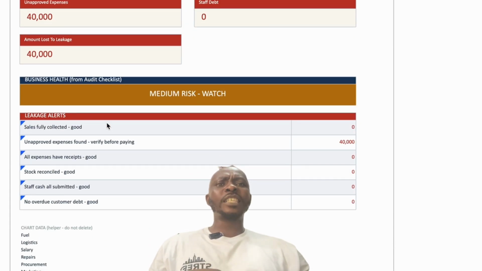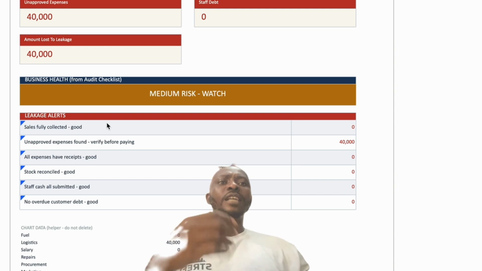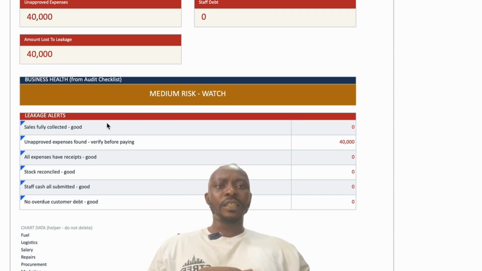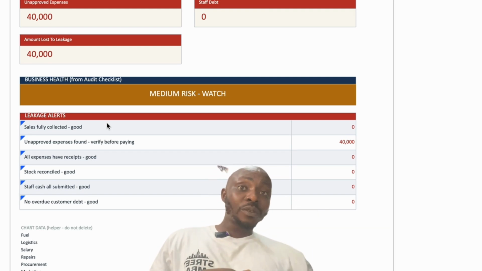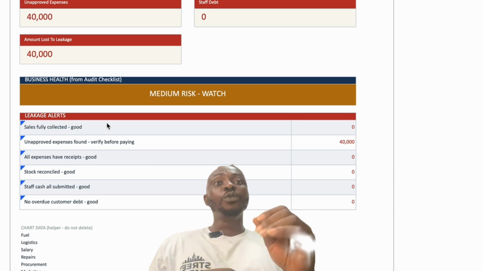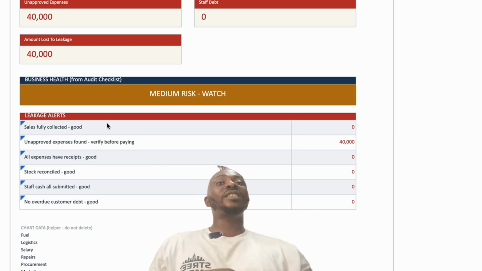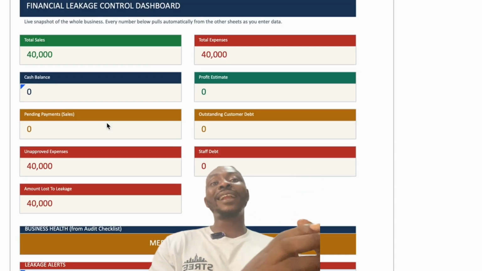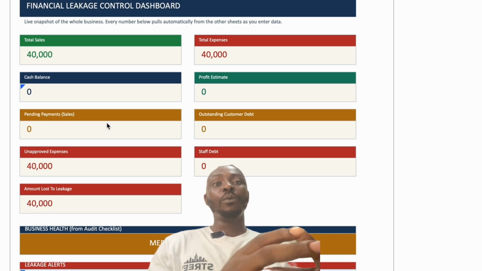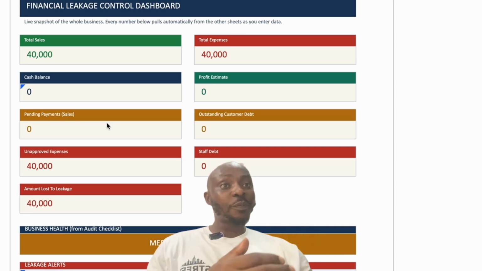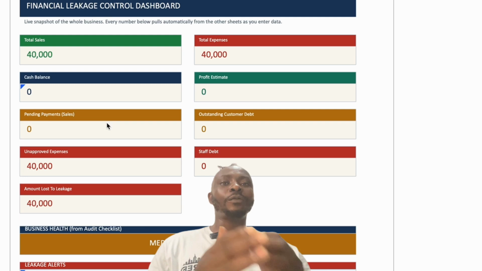If we go back to the dashboard, we are seeing our total sales, total expenses, and we are seeing our business health, medium risk. We need to watch it. So as the business owner or the CEO of the business, you need to watch the dashboard to see the whole activities that your staff have carried out, from the daily sales, the expenses, the customer debt tracking, the cash flow monitor, the stock count, the staff accountability. You will see everything on one dashboard.